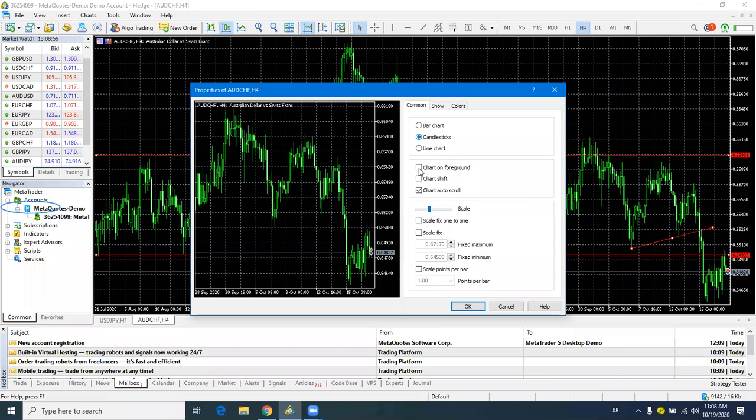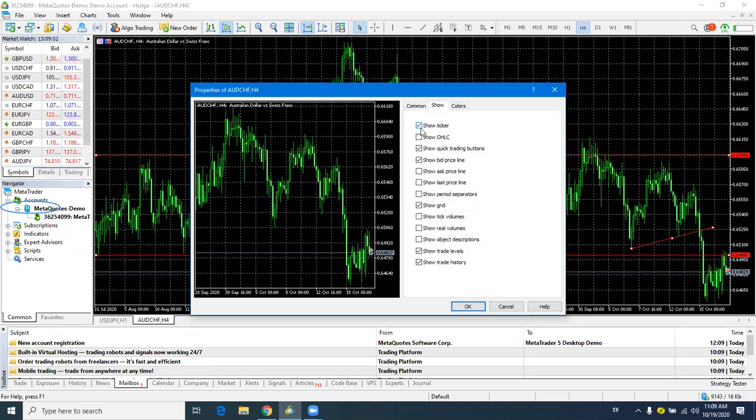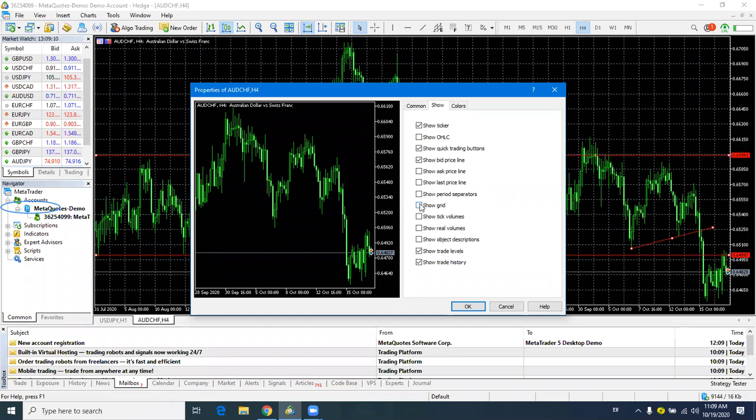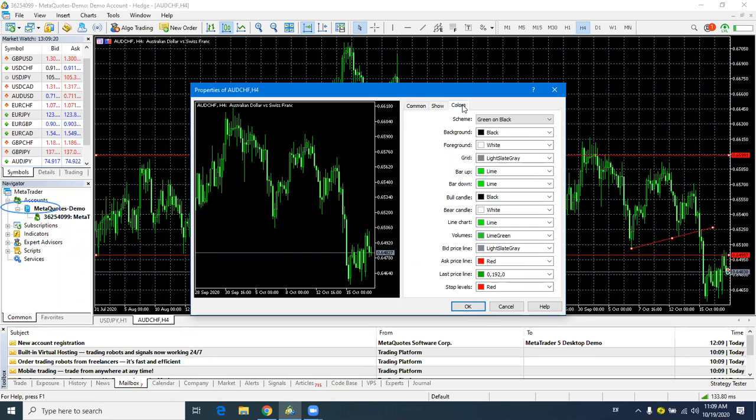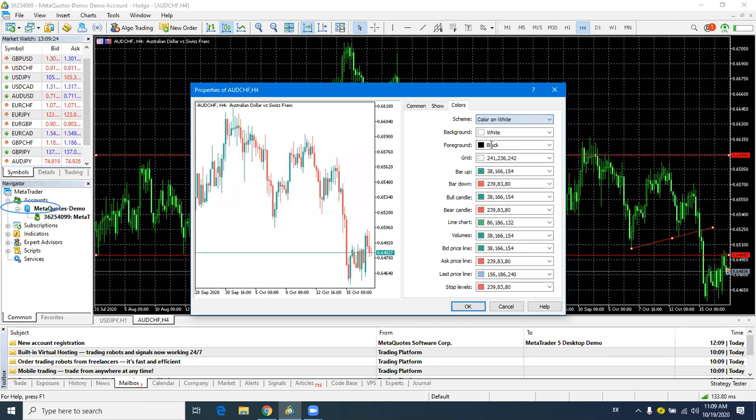Select candlestick. You don't really need to select anything here. You go to the next tab, which is show. Show quick trading buttons, I need this one. Show grid, remove show grid, so your chart is clear. Show trade levels, I need that. Show trade history, let me remove the show trade history. And then colors, just select color on white. That is all you need to select.